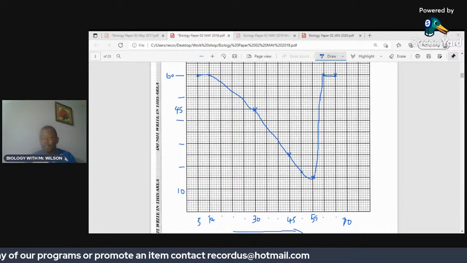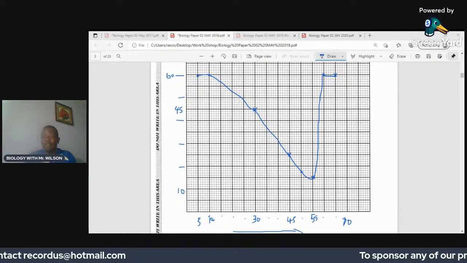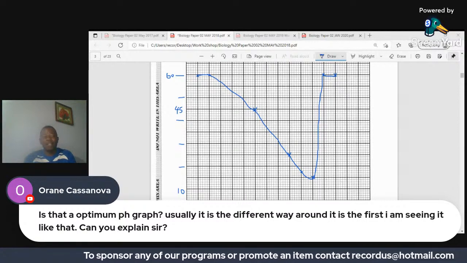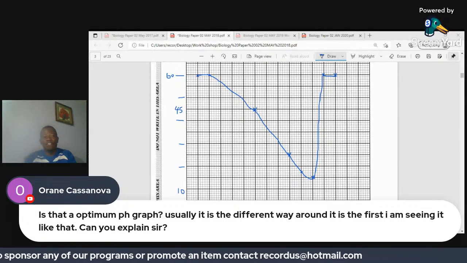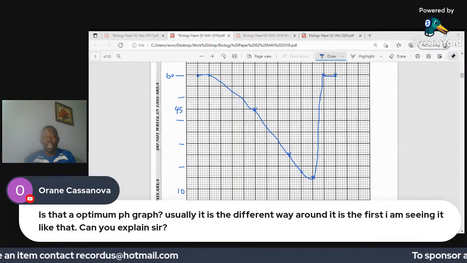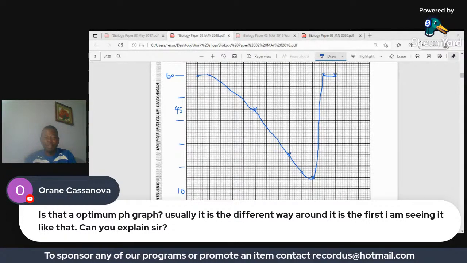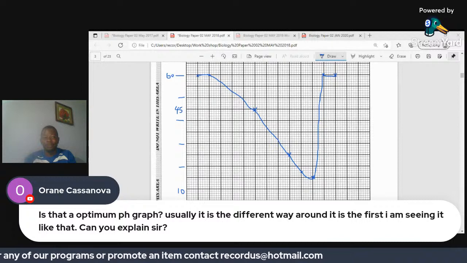Is that an optimum pH graph? I am going to take this from Casanova. Let me look at this. Casanova is asking that question. Is that an optimum pH graph? Usually, it is the other way around. Thank you very much. It is the first time I am seeing it like that. Can you explain, sir? I am in the same position that you are in.